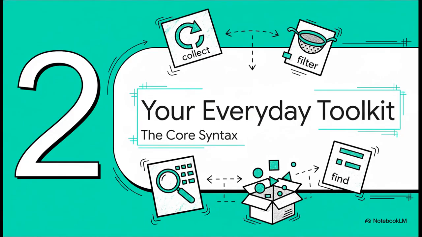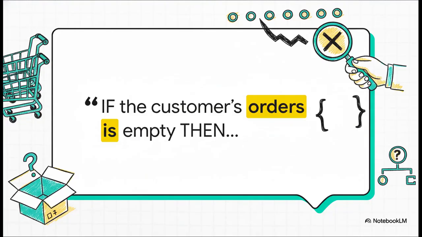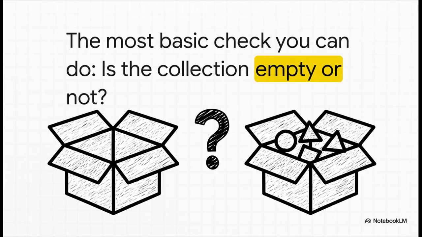All right, let's get our hands dirty. I'm going to walk you through the essential toolkit. These are the 4 main operators you'll be using constantly when you work with collections. First up, the most fundamental check you can possibly do. Is there anything in the list at all? Yup, this is your starting point. Before you even think about counting or checking items, you might just need to know if the collection has anything in it. It's simple, it's direct, and it's incredibly useful.